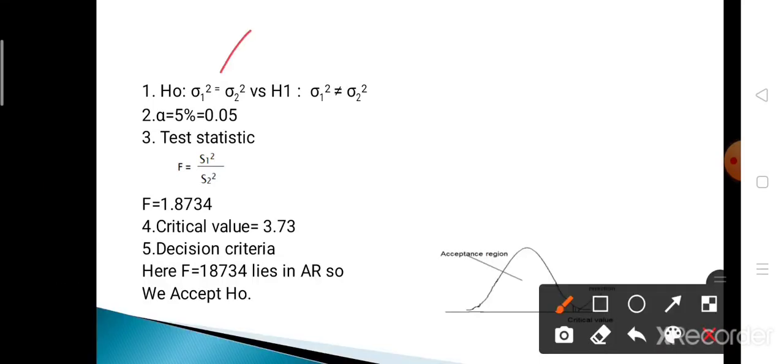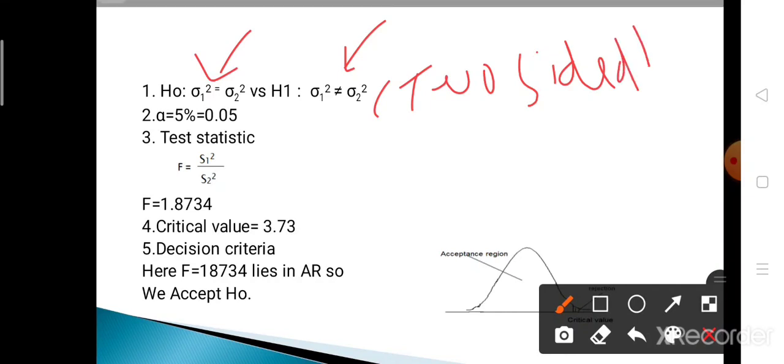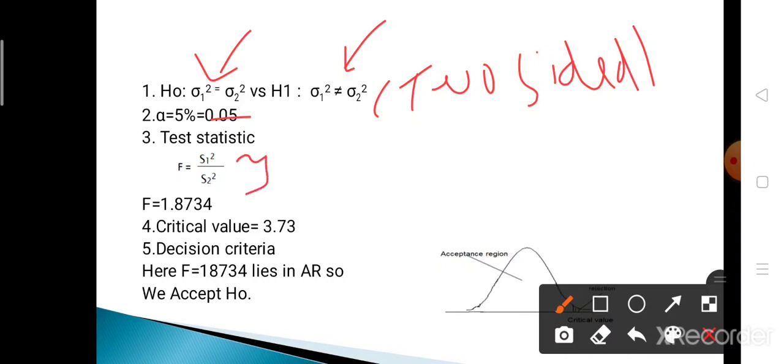The first step involved in the testing of hypothesis is to formulate the null and alternative hypothesis. So the null hypothesis we are given in the example is sigma 1 square is equal to sigma 2 square, and the alternative hypothesis is sigma 1 square not equal to sigma 2 square, that is a two-sided test, and alpha value we are given is 0.05. Here the test statistic formula is F is equal to S1 square divided by S2 square, because here the S1 square value is greater than S2 square, and the test statistic value is 1.8734, and here we are given the table value in the example is 3.73.